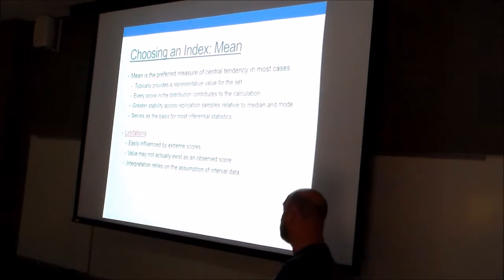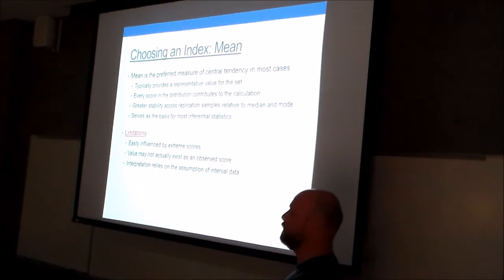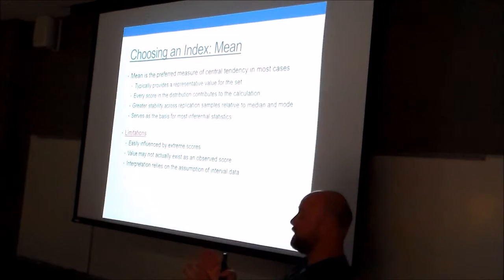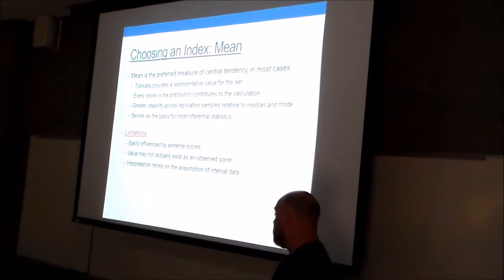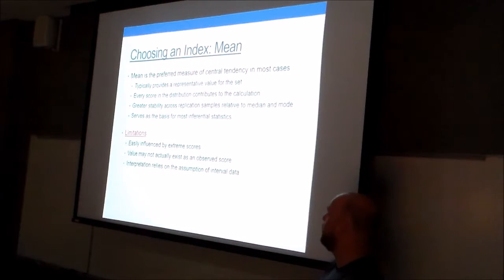The value may not actually exist as an observed score. We're typically not often worried about this in general, but if you did want the most representative value to actually be a value that you could actually get, this might start to become problematic. This is something we don't often think about, but we should more often.